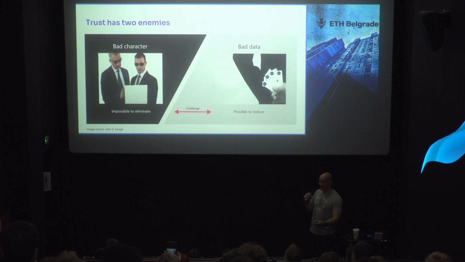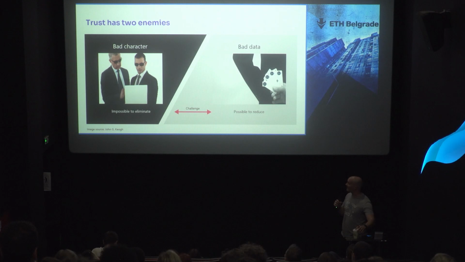So we have bad character and we have bad data. Essentially, bad character, like SBF, we cannot really eliminate. This is always going to be there. But with bad data, we can do something. This is a challenge that we can tackle, at least to some degree.